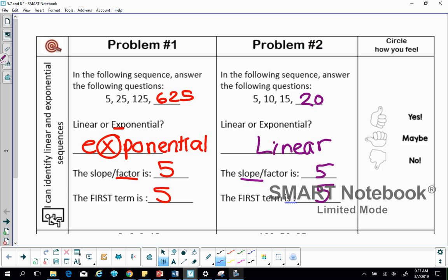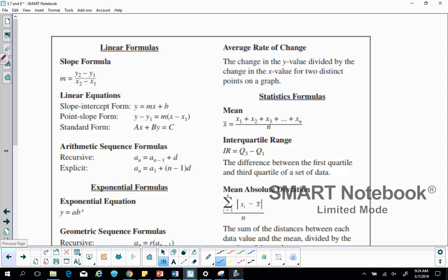So today we're going to be learning about arithmetic and geometric. What that is, it's basically another way. It looks more complicated, but it's actually pretty easy. It's another way of writing exponential and linear functions. And we're going to start with looking at the formula sheet. This is your formula sheet right here.